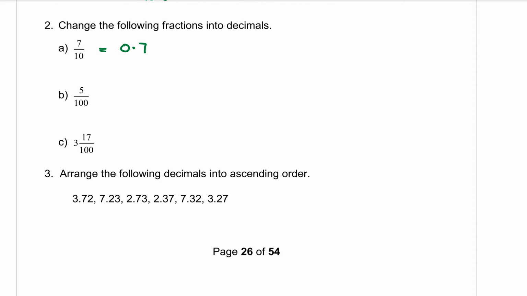It's putting that 7 into the tenths position. 5 over 100, this means we're in the hundredths position. We want to put the 5 in the hundredths position. So not the tenths, we need a 0 there, but in the hundredths, so 0.05. For part C, 3 is a whole number, so that would be at the front of my decimal place. And I have 17 hundredths. Okay, so that means the 7 is going to be in the hundredths position. The 1 is actually in the tenths. So it is 3.17 to write that as a decimal.